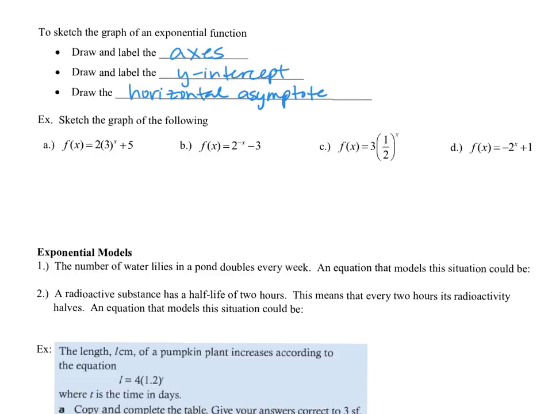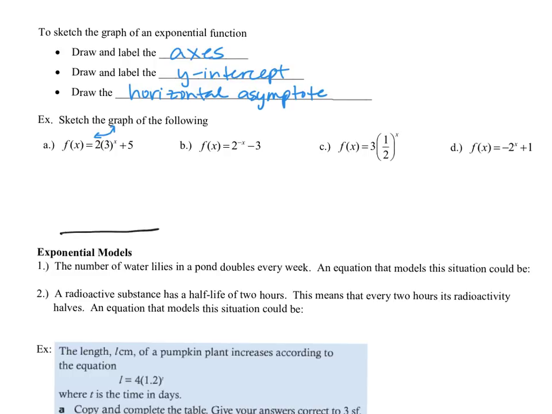Okay, so let's take a look at this first example. f of x equals 2 times 3 to the x plus 5. So first of all, notice that that base is a number bigger than 1. Also, the coefficient is positive, so we know that the general shape is an increasing function. So we know it's going to look something like that. So let's get a sketch by starting with the x and y axes. Now, when you draw these axes, remember the y-intercept is going to be at 2 plus 5, or at 7. So make sure you have enough room for that.